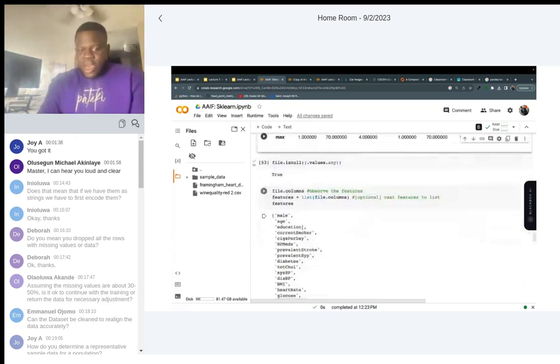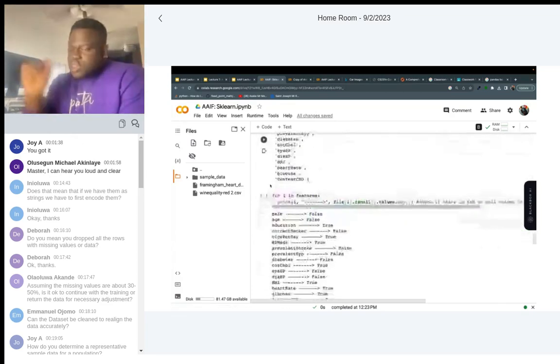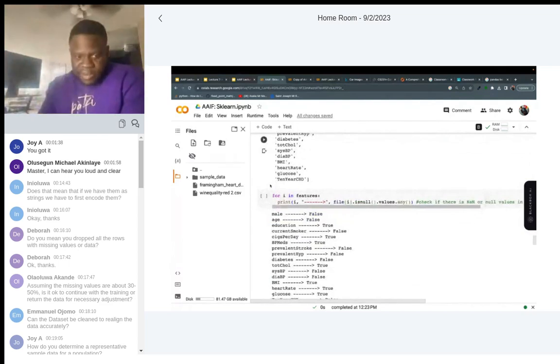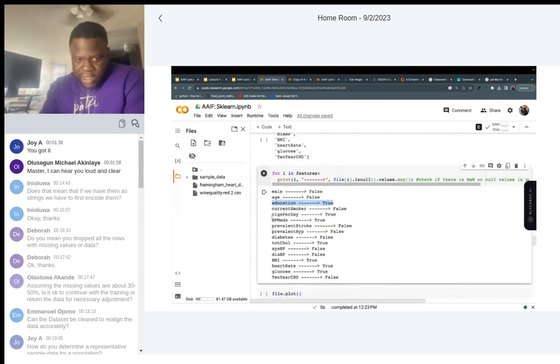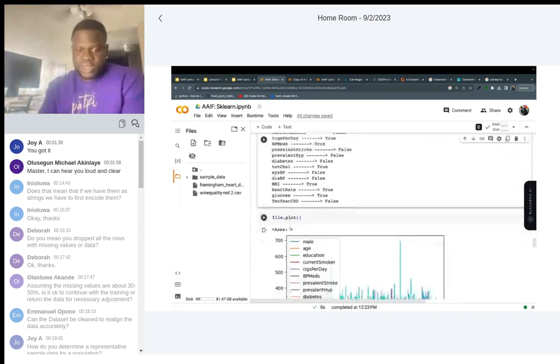Now, I already know that there's a missing value across the data set. Now, I want to know which of them is missing. I know that education has a missing value. I know that cigarettes per day has a missing value. This is just to reinforce what I got from describe. This is just another way to do it.